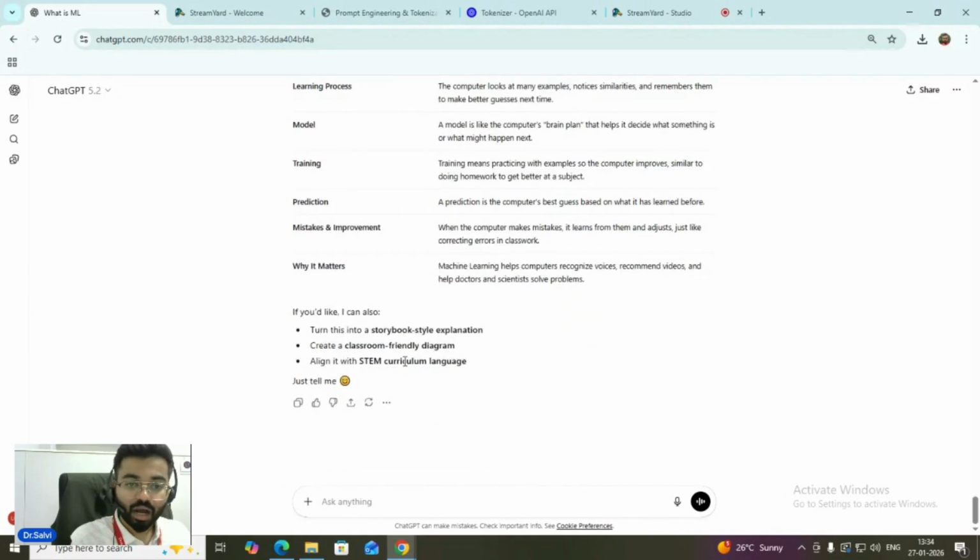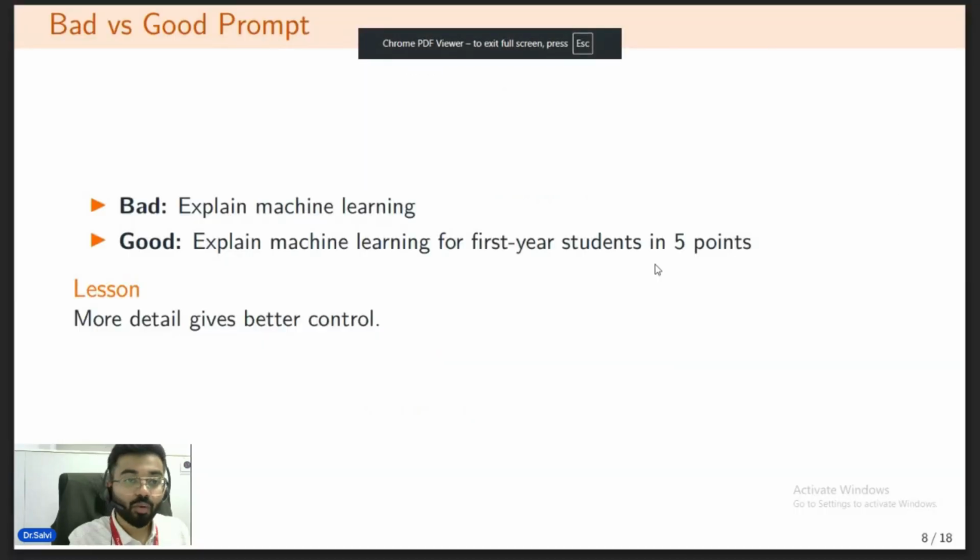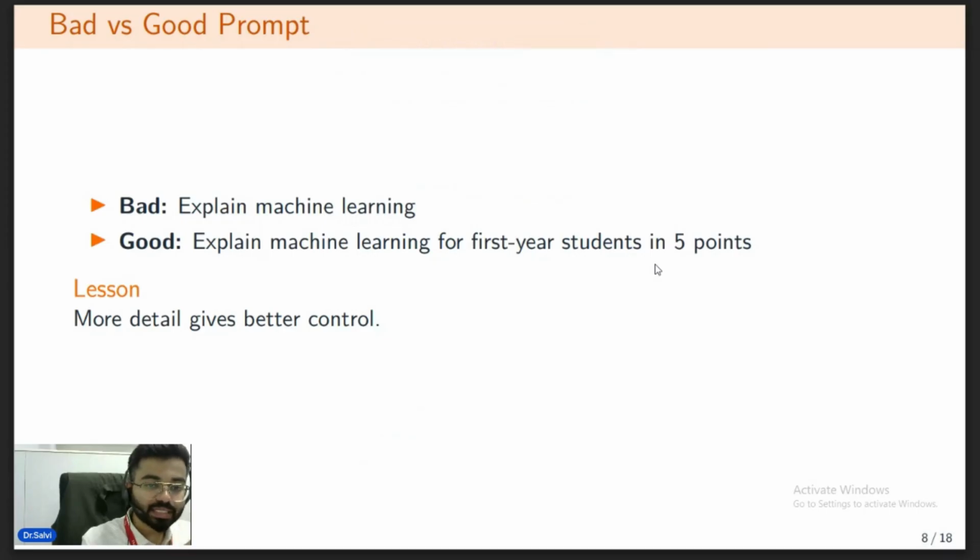So this is exactly how we can come back to the good versus the bad prompt over here. More details, as we mentioned and as we studied, is going to give you better control over how things are going to look, right? So in a way, a good and a bad prompt is all about setting the context and setting the background. That is exactly how prompts are going to work, and how giving better details is going to give you better control.